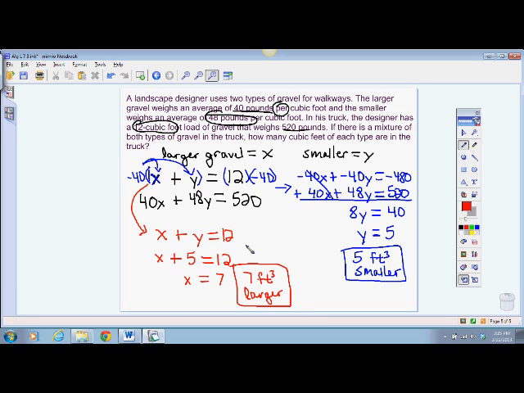So when you get your system set up, you can also use linear combinations to solve it. That's one of our 3 methods. Make one of your coefficients the opposite by multiplying both sides of your equation, and then add your 2 equations together to figure out one of your variables. Plug that one variable back in to find your other variable. And that's how you use linear combinations to solve a linear system.